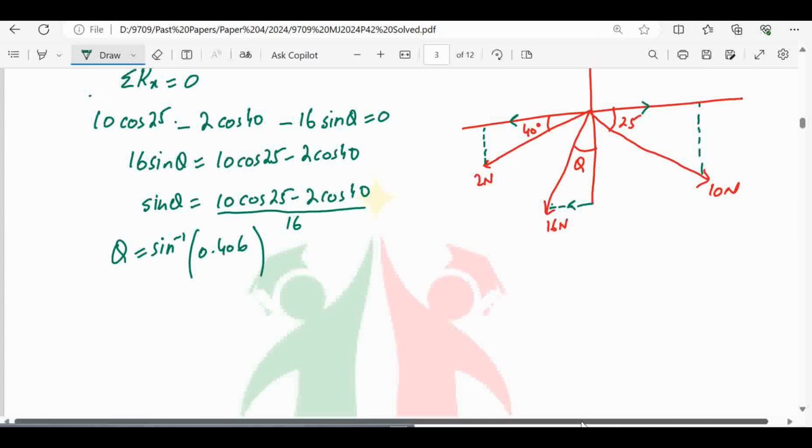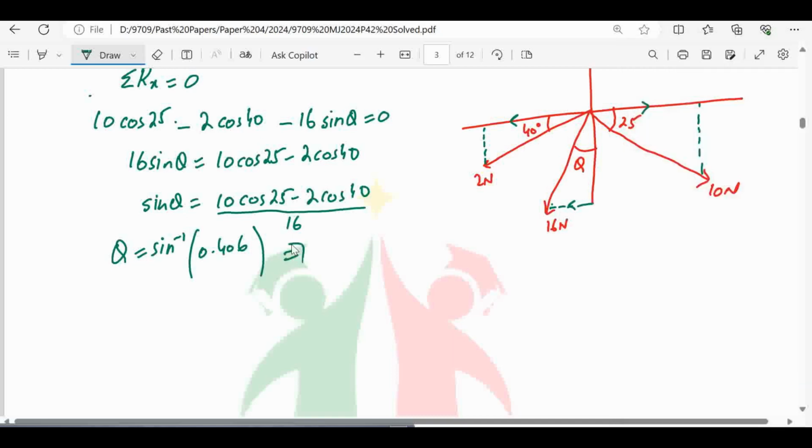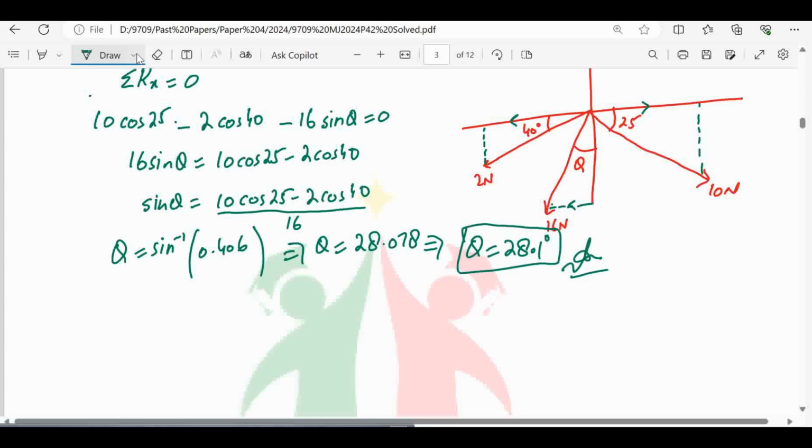0.406, and if we take the inverse of this, shift sine inverse of the answer, so it will be equal to 28.078. Theta is equal to 28.078. We have to correct it to 1 decimal place. That is why theta will be equal to 28.1 degrees. So this will be the final answer for theta. Now let's find out the value of P.